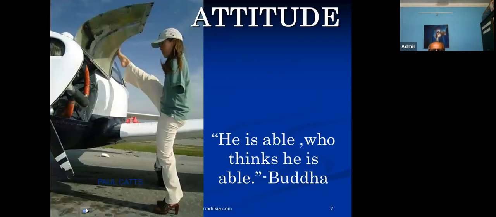Now next, this is just a quote about attitude. He is able. Who thinks he is able? Now, if I say that he is able, but looking at his body structure, we feel that he cannot, because he does not have hands, he just has his legs. See, there are no hands. At least we can see one side. There is no hand. Can you see this picture?